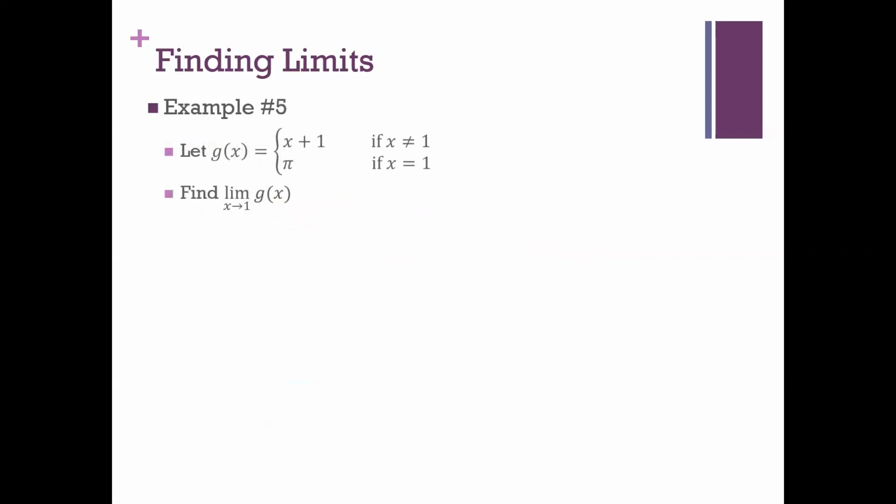All right, how about this one? Got a piecewise function. So when x is not equal to 1, my function is equal to x plus 1. When my x is equal to 1, then the function is evaluated at pi. So what is this limit? The limit as x approaches 1 of my function g. Is it pi? Is it 2? Is it something else?